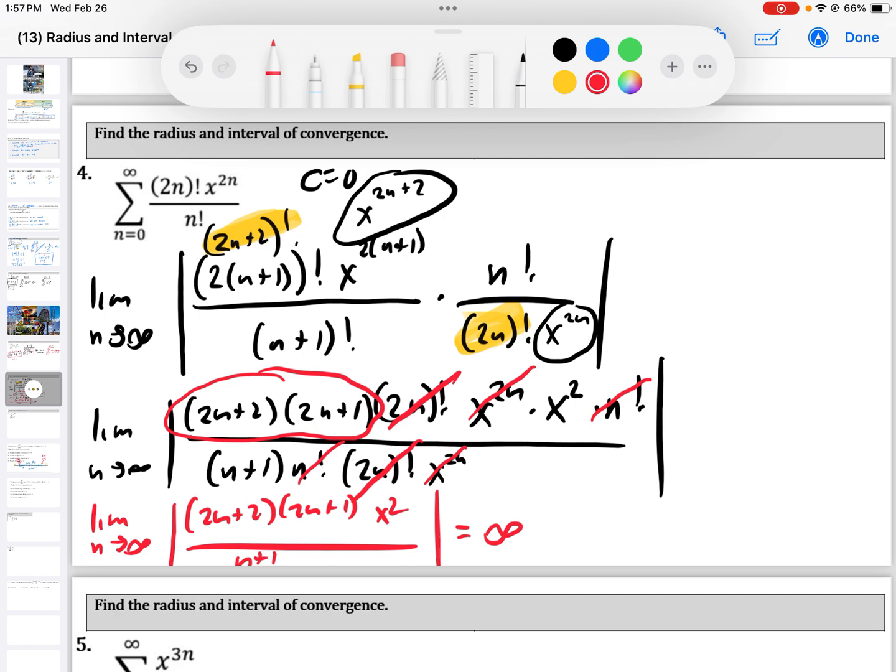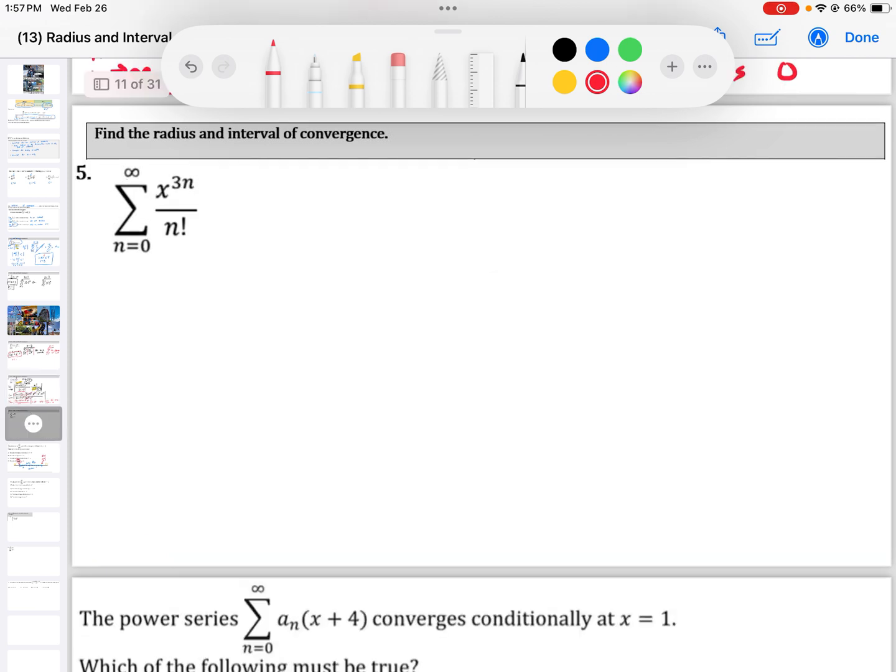So that means the terms are just getting bigger and bigger. So that means the only way this series will converge is if x is equal to 0. So it zeroes everything out. So it only converges for x equal to 0, and that means the radius of convergence is 0 because there's no width to the interval, so just 0.